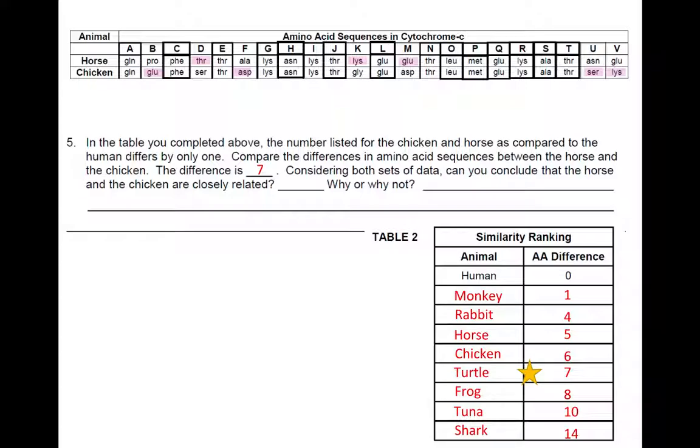So can we conclude that the horse and the chicken are closely related? And the answer is no, for that very reason. It's like saying that a horse is to a chicken like a human is to a turtle. And we know that us and turtles are not very closely related at all.